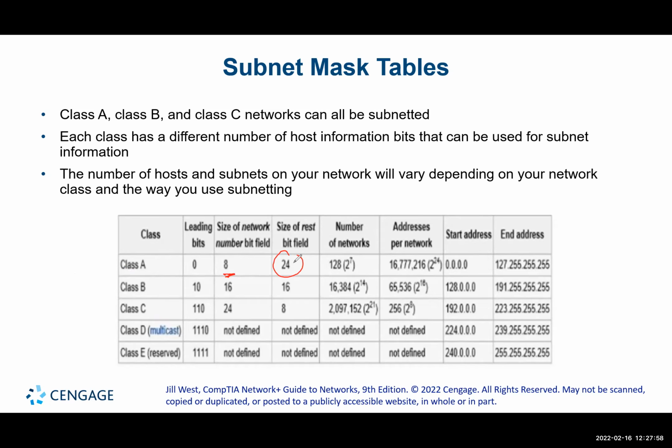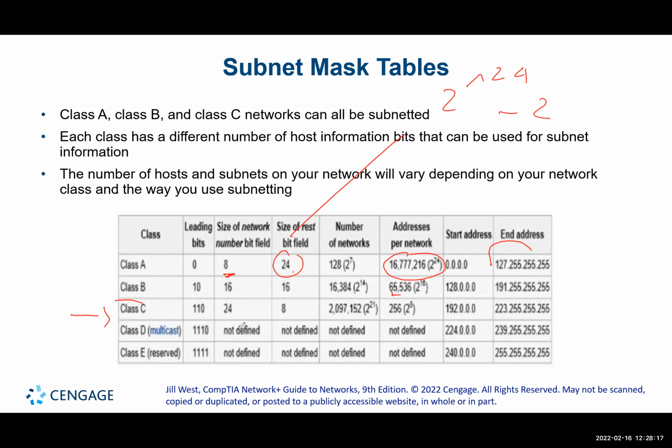That's why it supports huge networks, because you have 24 bits, right? You see the formula here: 2 raised to 24, minus 2, one for the network and one for the broadcast. That's why it supports this many addresses. And class B supports 65,000, and class C here, you see, is the most common.